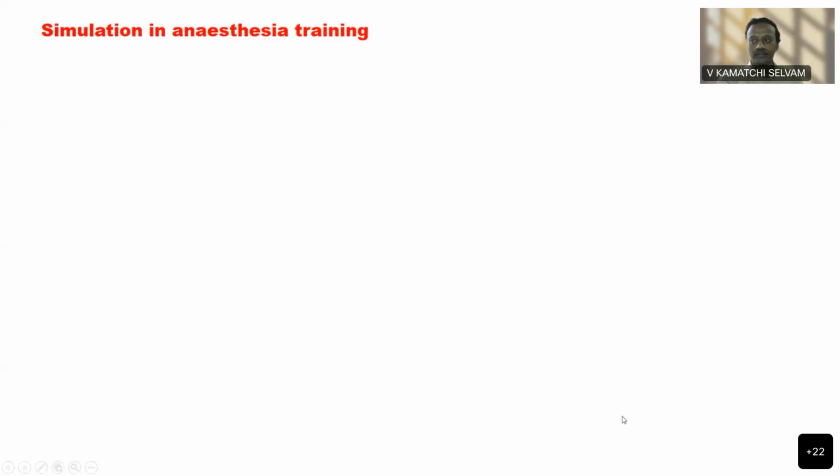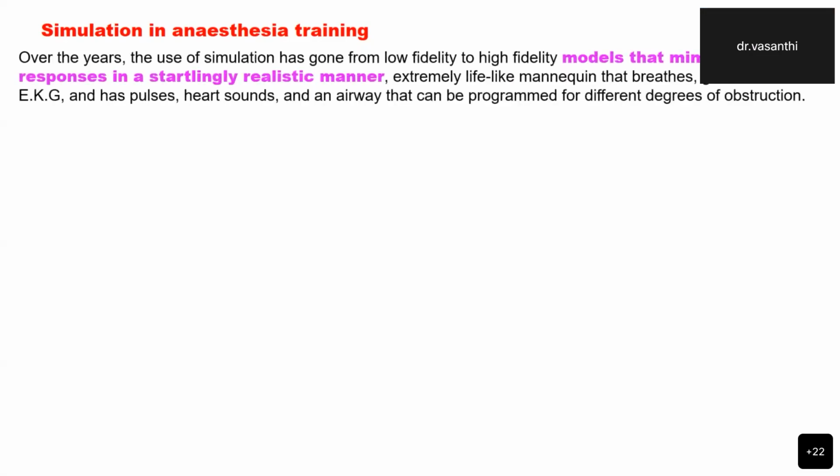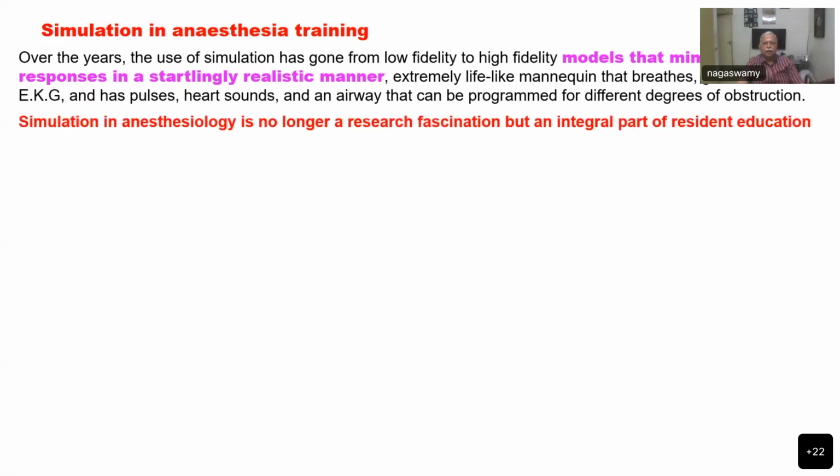Okay. So, simulation in anesthesia training. Over the years, the use of simulation has gone from low fidelity to high fidelity models that mimic human responses in a startlingly realistic manner. Nowadays the modern simulation mannequins, the gadgets that we use, almost look like a real human: extremely lifelike mannequins that breathe, that have EKG, pulses, heart sounds, and an airway that can be programmed for different degrees. So simulation in anesthesia is no longer a research fascination, but an integral part of your training.